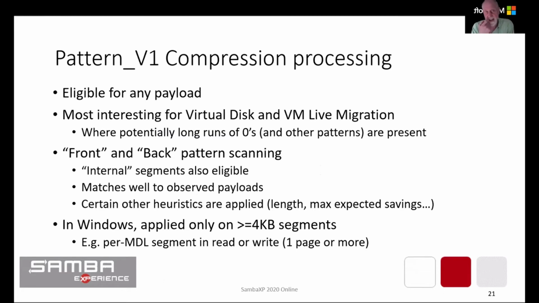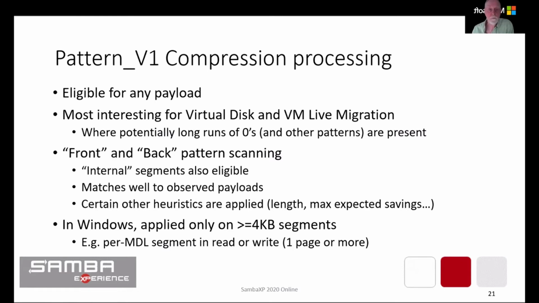So pattern V1 is eligible for any payload, but the most interesting payloads for pattern V1 are virtual disks and VM live migration. Recall that a virtual disk is just a file, but it's a very well-behaved file. It has very specific patterns in it. And Hyper-V Live Migration operates over SMB in Windows. VM live migration is in some ways similar in the sense that it is raw pages from the memory space of a user's virtual machine. There are a lot of pages of zeros in there, and a whole lot of them in some cases. And so they can migrate very, very efficiently if we can recognize them. It is eligible, however, for any payload. It'll work on any disk, any file, etc.